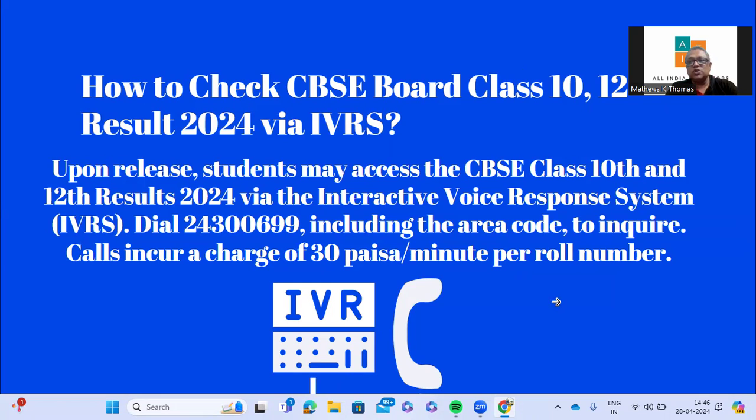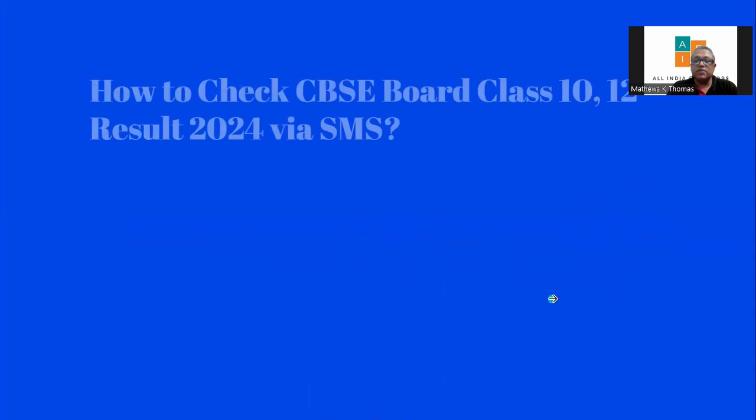But of course, it's not in printed format, so you may hear wrong things, and the lines may be busy. There are multiple ways of getting the result, and this is only one of them, IVRS. The number is 243 00699 with your area code to be dialed. This is a chargeable call, 30 paisa per minute per roll number. If you want to check multiple roll numbers, you will have to cut the call, redial, and then it will get connected, right? So that is the IVRS system.